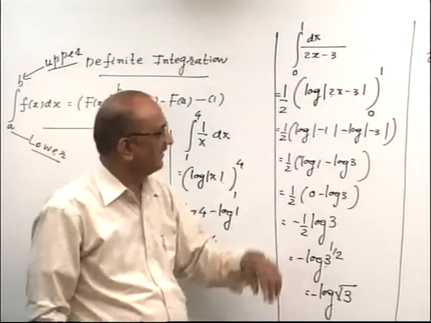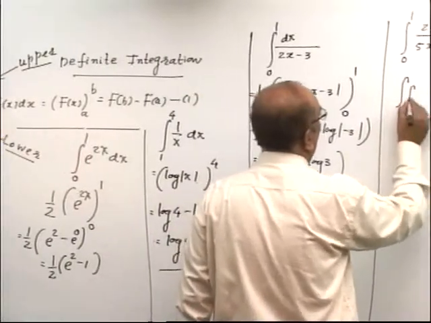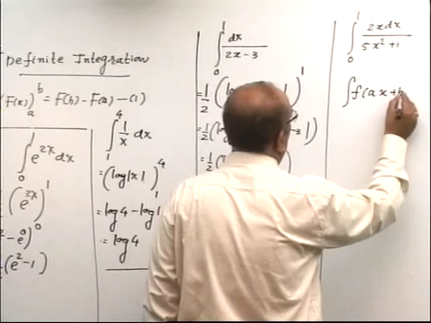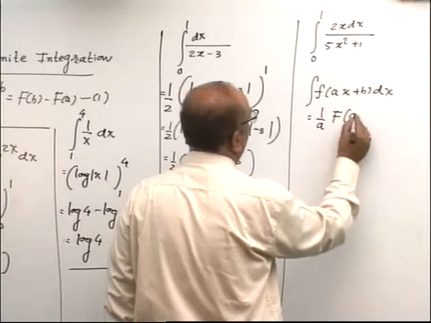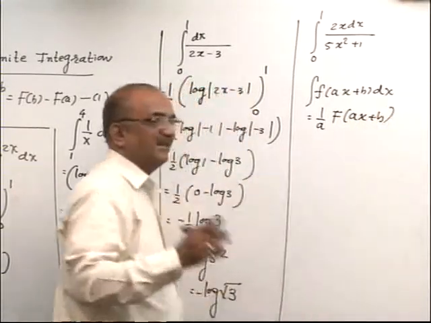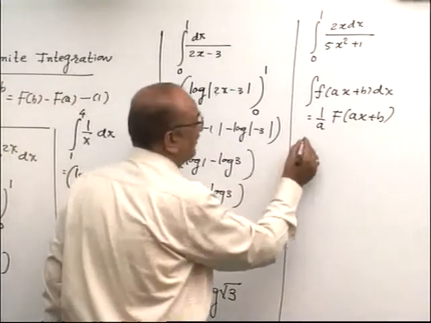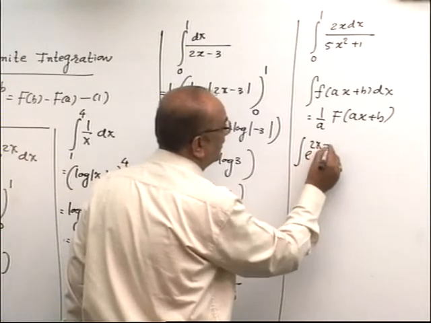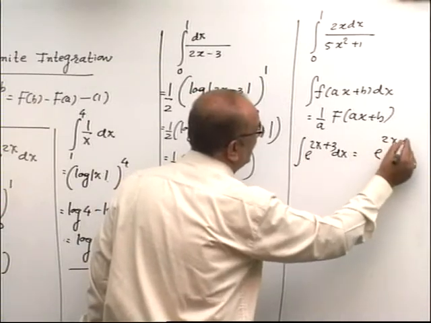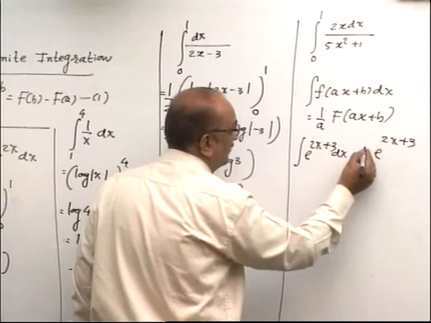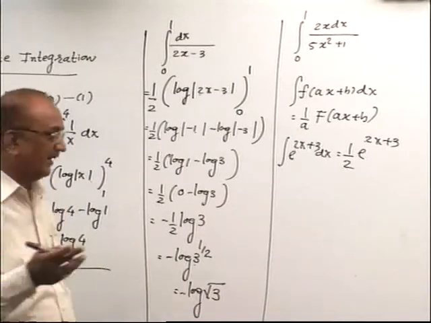I have given the formula, you may see in this book: integration of f of ax plus b is 1 upon a capital F of ax plus b. This formula I gave last time. Now in the same way, integration of e raised to 2x plus 3 is given. So e raised to x means e raised to 2x plus 3, into the coefficient of x, which is 2, so we write 1 by 2. This is the exponential term.